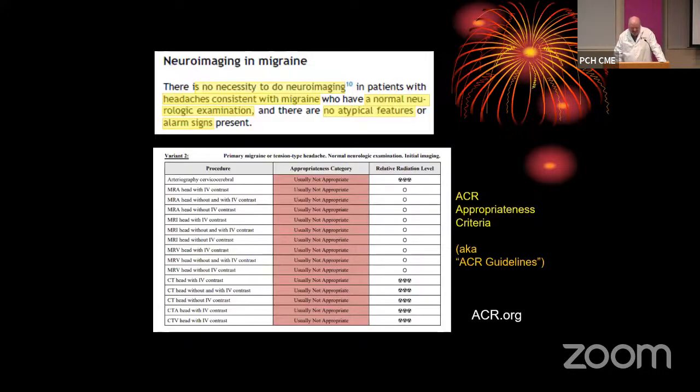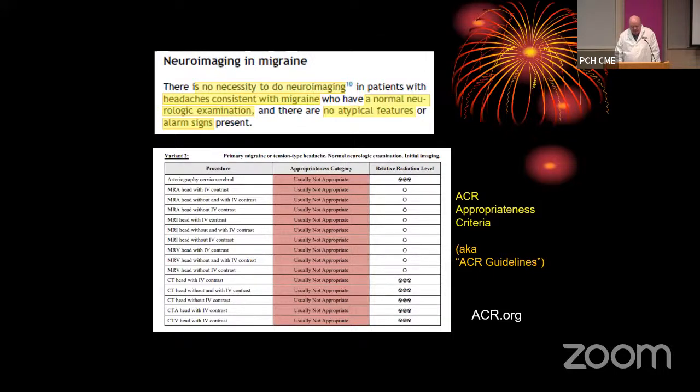Our next topic is migraine. And I would just start off by saying there's basically no necessity to do neuroimaging in patients with headaches consistent with migraine who have a normal neurologic examination and there are no atypical features or alarm signals present. And this is from the American College of Radiology appropriateness criteria. It's openly available on the web.